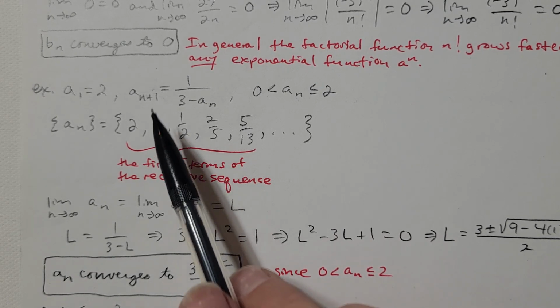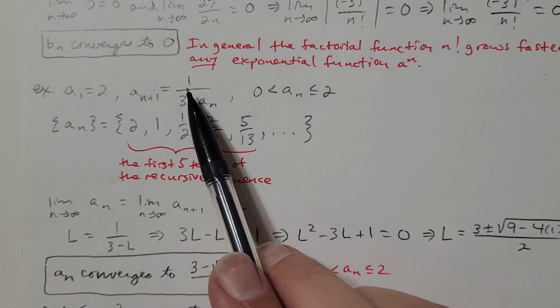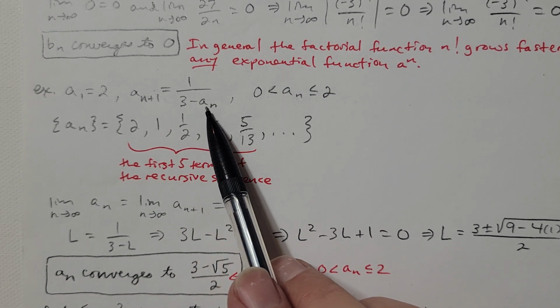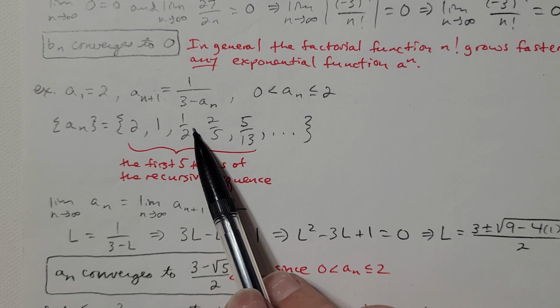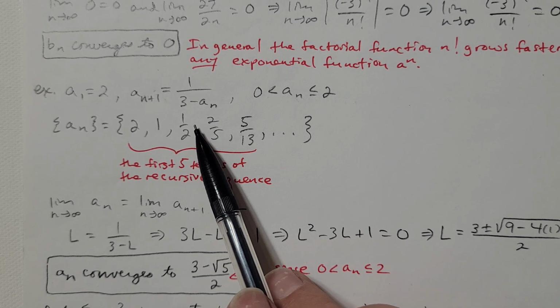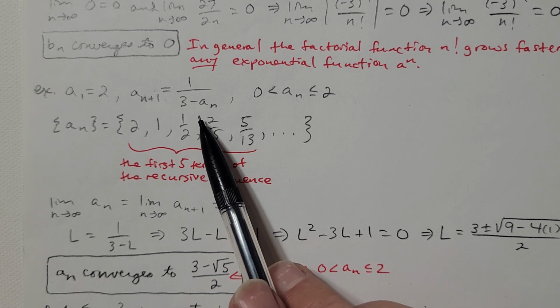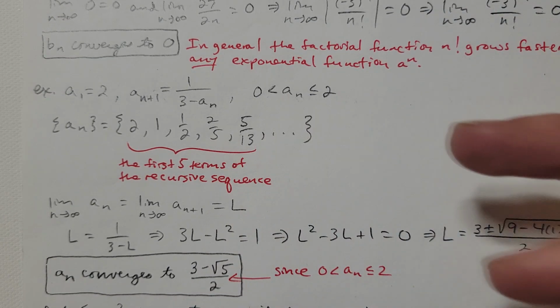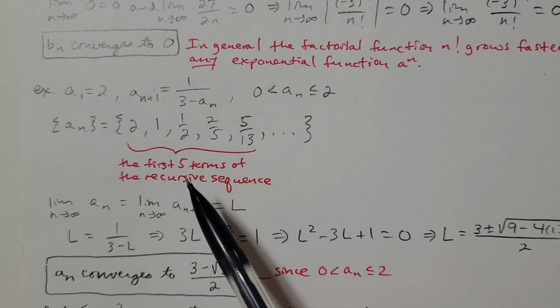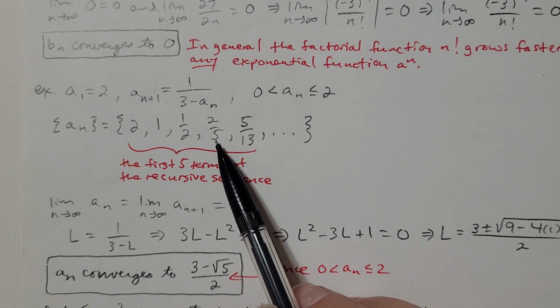Okay, a sub 4 would be 1 divided by 3 minus a sub 3, or 1 divided by 3 minus 1/2. 3 minus 1/2 is 5/2. Okay, and I got 1 divided by 5/2. If I flip that, I get 2/5 then for a sub 4.